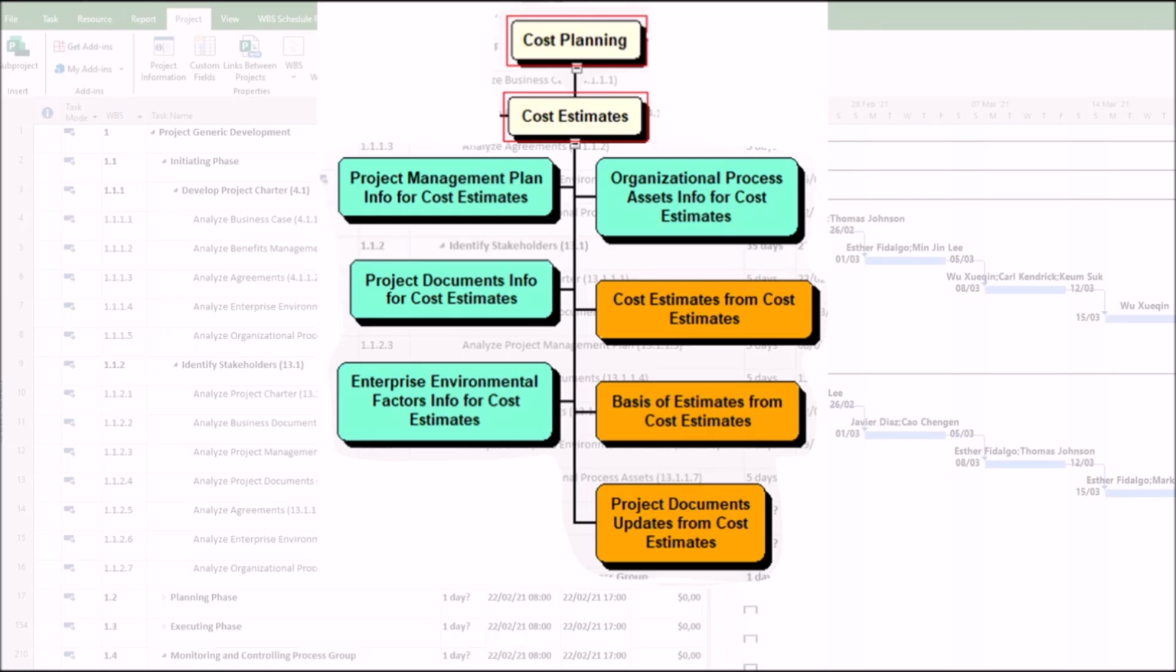Finally, while project document updates may seem like a secondary outcome, inadequate analysis can compromise cost reliability, increase risk, and undermine stakeholder confidence. Strong documentation ensures that estimates are defensible and actionable.